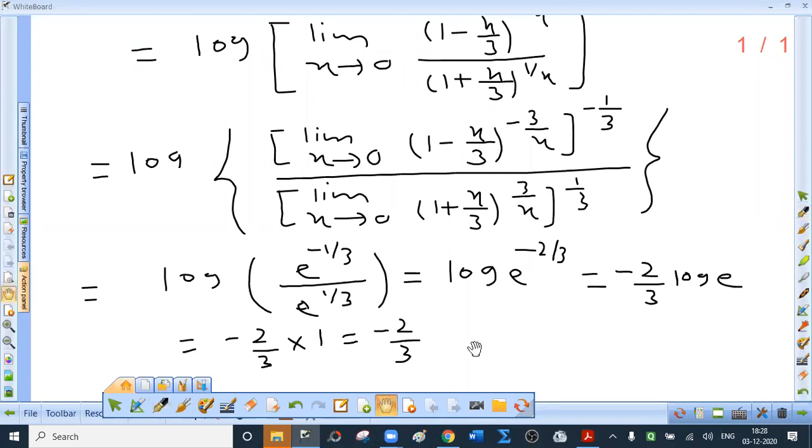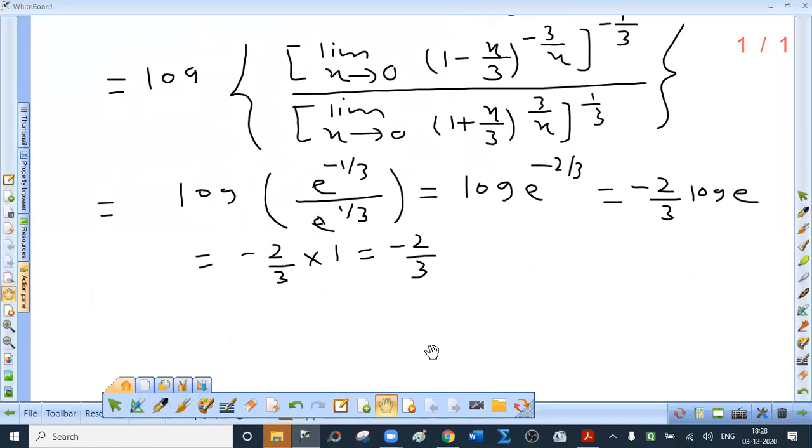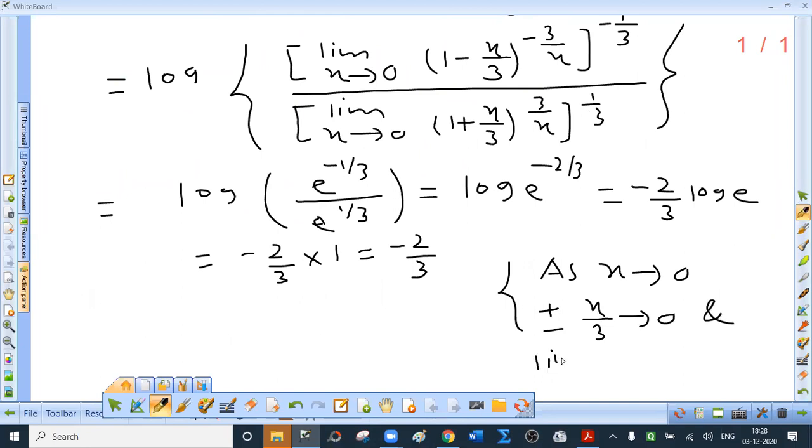Of course, you have to mention the standard result: as x tends to 0, minus x upon 3 tends to 0, and limit y tends to 0, 1 plus y raised to 1 upon y is nothing but e. Better.